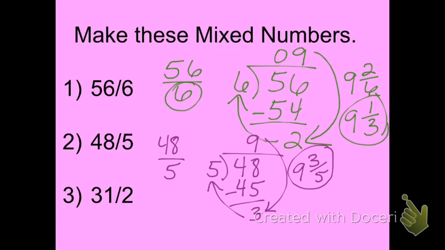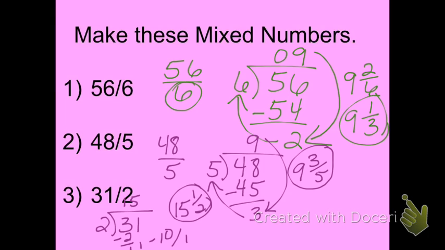Okay, and our last one, 31 over 2. So we divide 2 into 31. 2 goes into 3 one time. Subtract. 2 goes into 11 how many times? 5 times, good. That's 10, we're out of room. Minus 10, we got 1 left over. So we have 15 and 1/2. Okay?